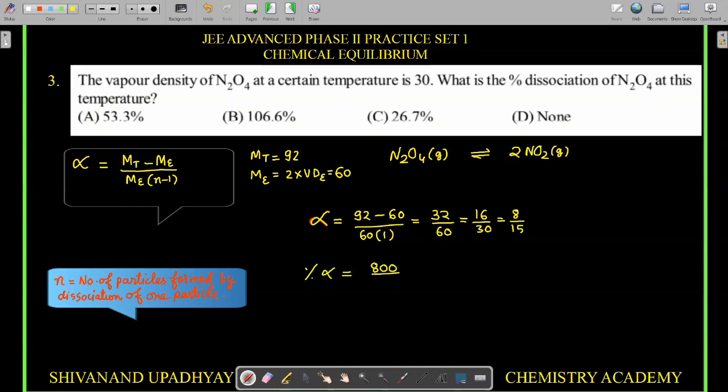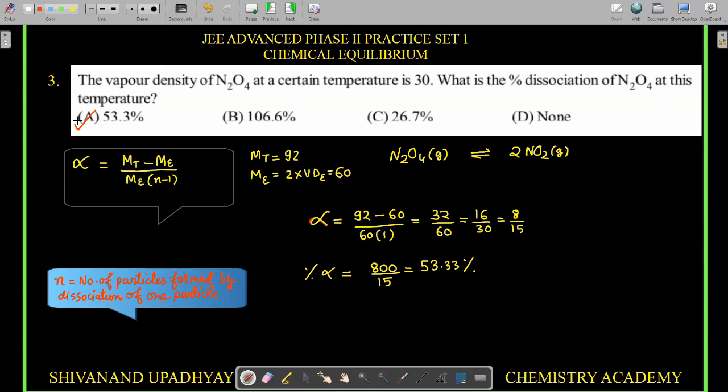If I have to calculate the percentage dissociation, this value is equal to 800 divided by 15. If I simplify this, I am getting 53.333%. So from that we got the answer A. A is the correct answer for question number 3.